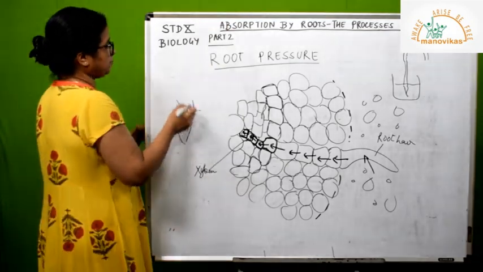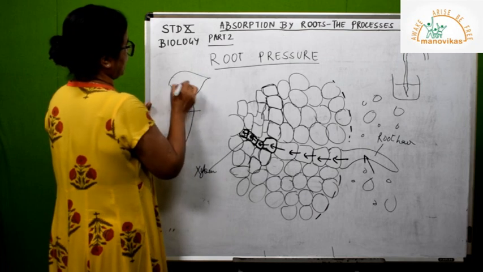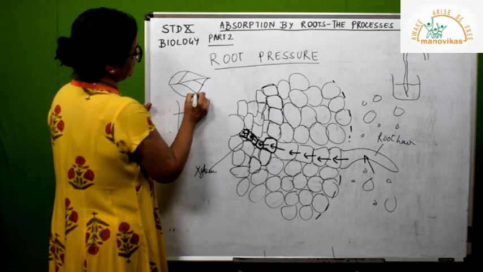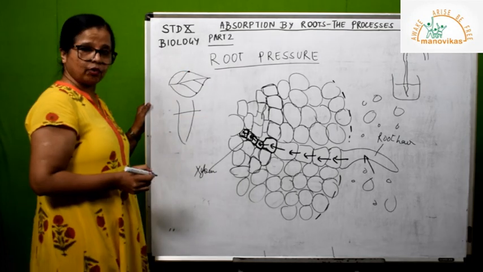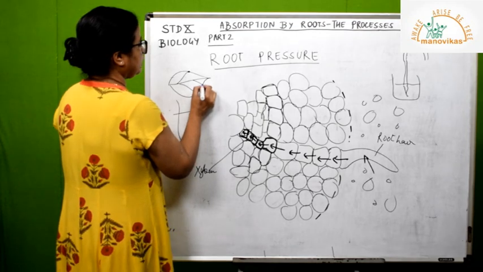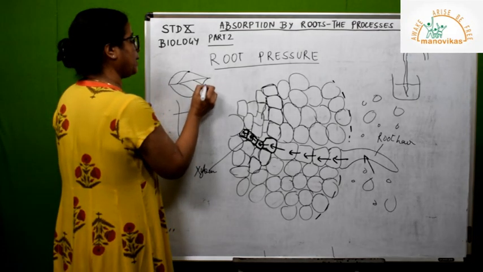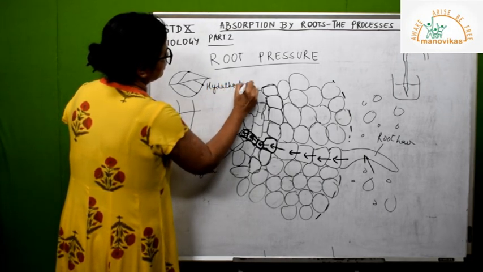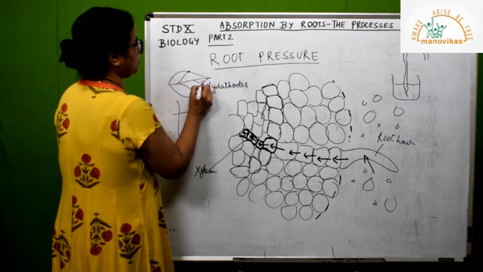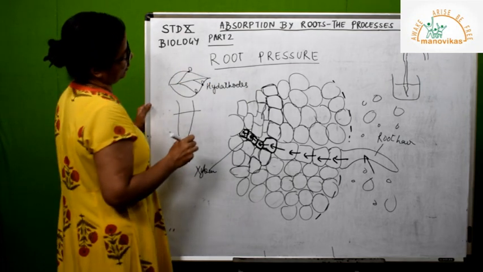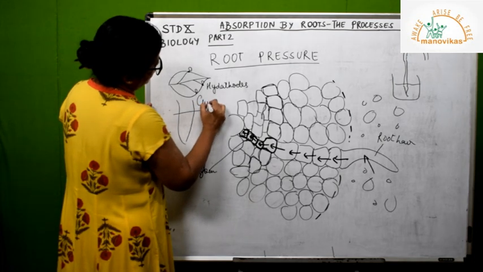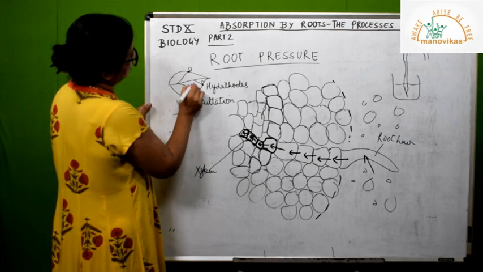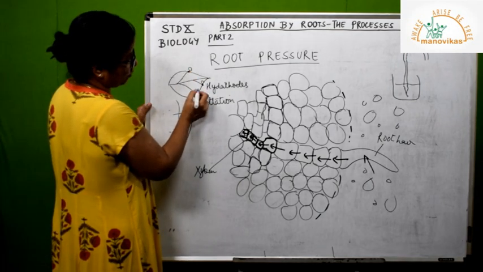Now, you see sometimes in the mornings when you look at plants like money plants, you will find on the tip of the leaves there are droplets of water. This tip of the leaf is called the hydatode. There will be a droplet of water here on the tip of the hydatode. This process is called guttation. Actually, this is not water, it's a sap.